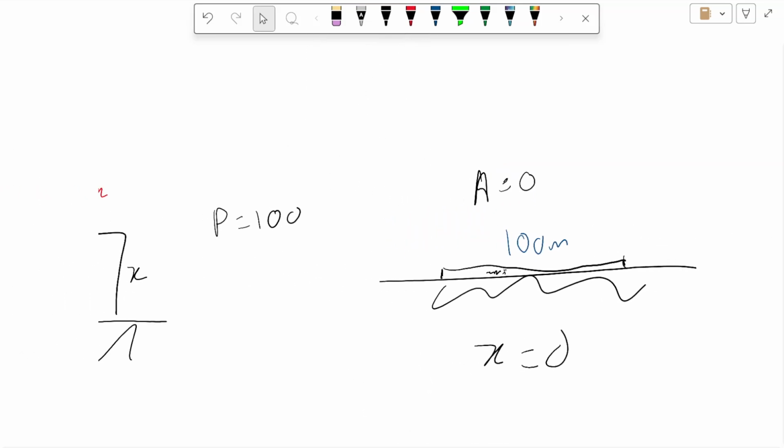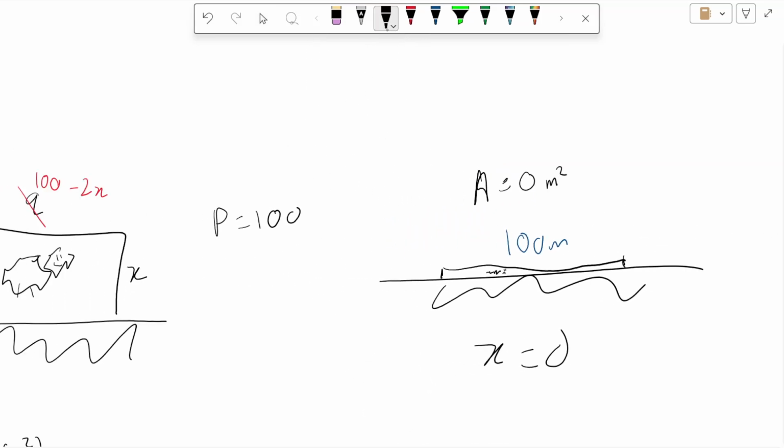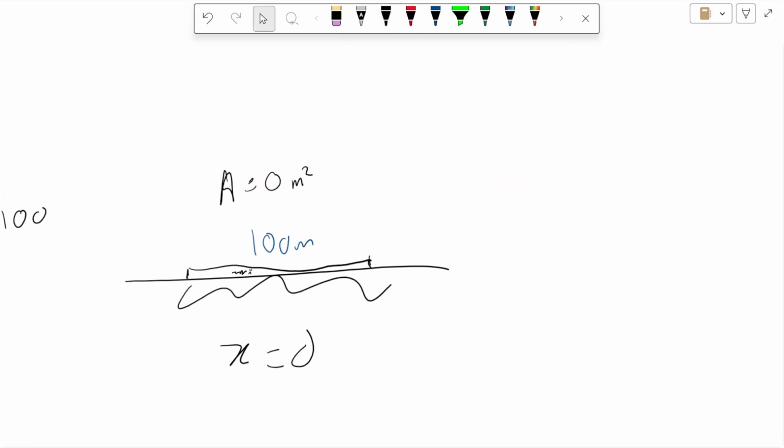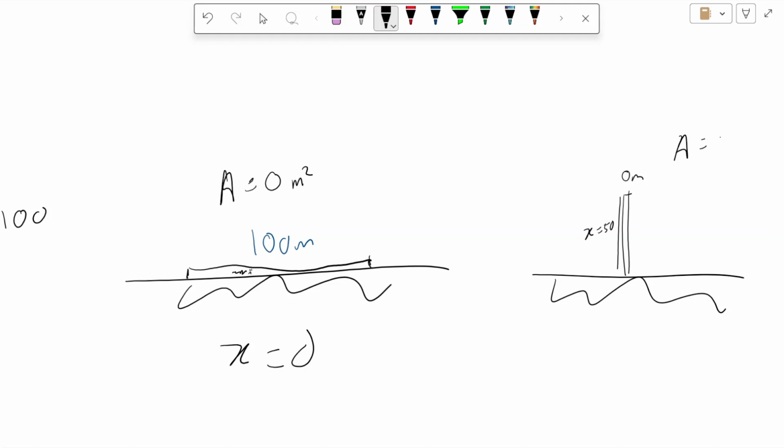area as well. If you think about how big x could be, x equals 50 is as big as this gets. So if we look at x is 50, then that would be 0 meters along there. And again, the area would be 0. So you've got to think about your realistic endpoints, 0 and 50.